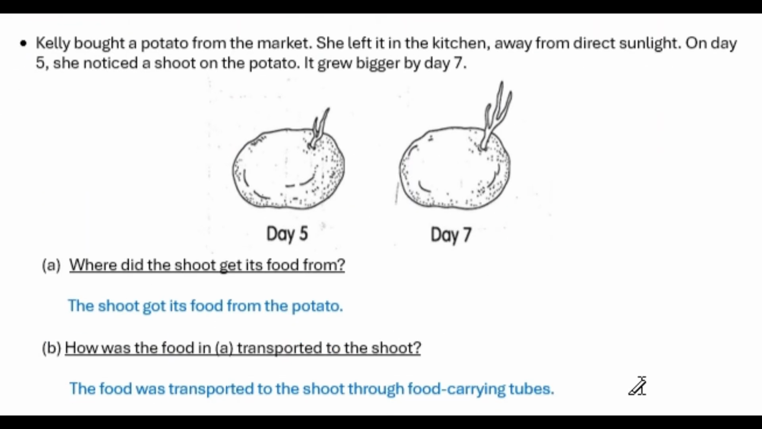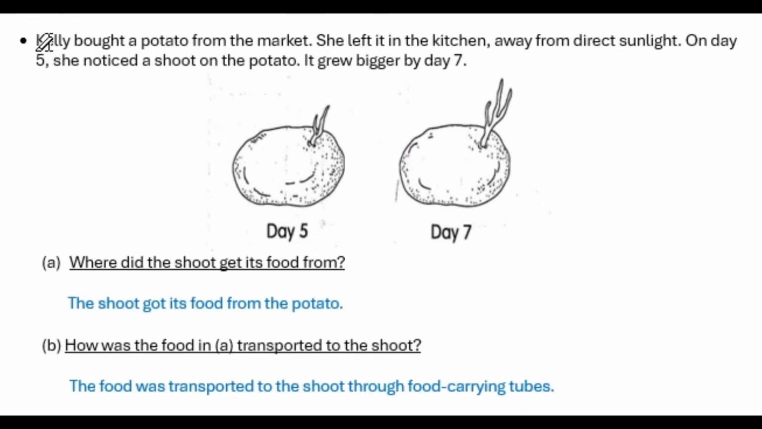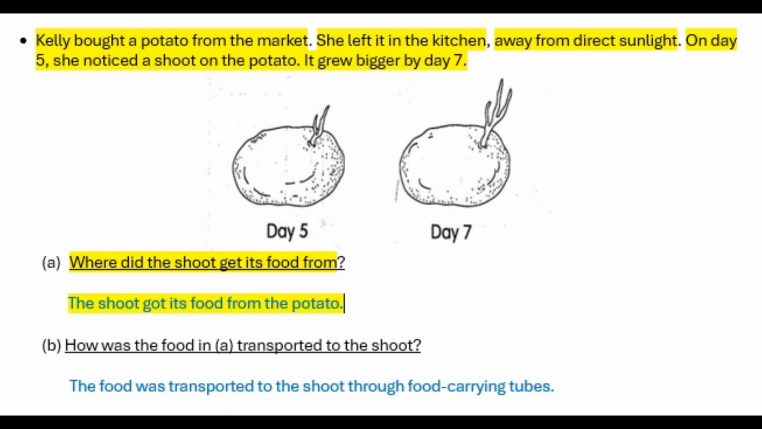Kelly bought a potato from the market. She left it in the kitchen, away from direct sunlight. On day 5, she noticed a shoot on the potato. It grew bigger by day 7. Where did the shoot get its food from? The shoot got its food from the potato.